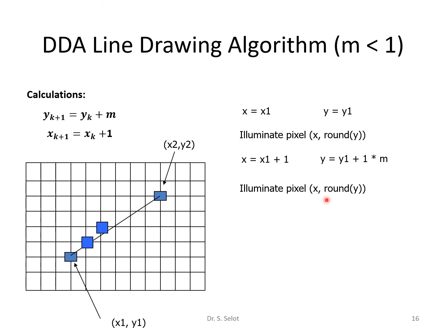So we get the next pixel as we can see on the screen. Again, we increment the value of x by 1 and perform the calculation y equals y plus m. We get a float value. It is rounded to the nearest integer, and we illuminate that pixel with this new value. And the process is repeated till we reach the point y2.